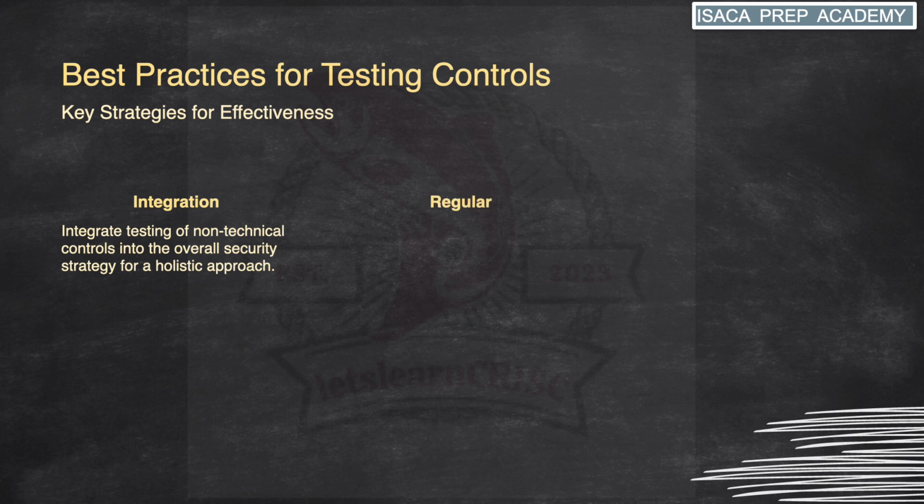Next practice is about regular testing. That is, regularly scheduled tests are essential to ensure that the security controls remain effective against evolving threats. As the threat landscape continues to evolve, organizations must adapt their security measures to mitigate new risks effectively. Conducting regular tests allows organizations to proactively assess the effectiveness of their security controls and identify any weaknesses or vulnerabilities that may arise over time.